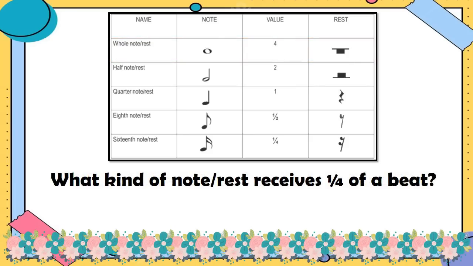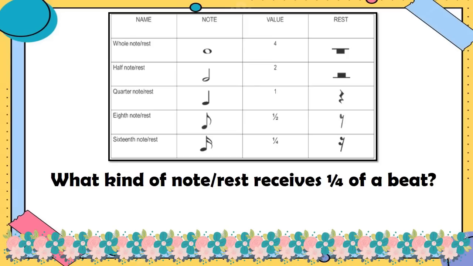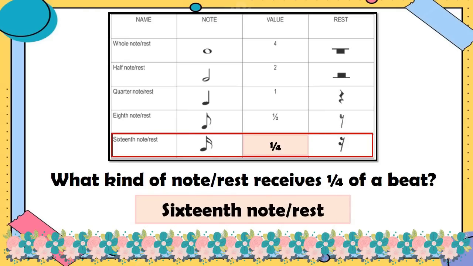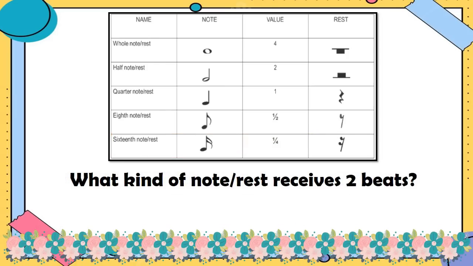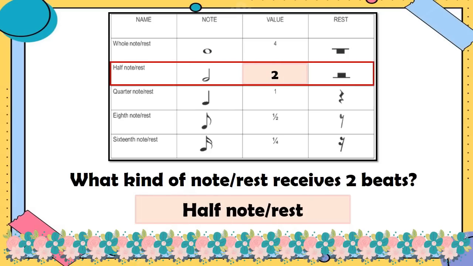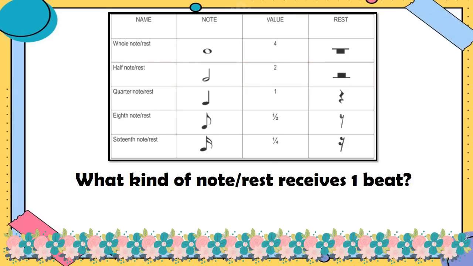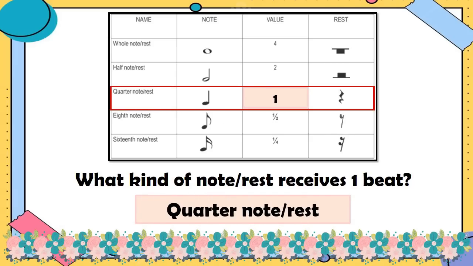What kind of note or rest receives 1/4 of a beat? Look at the chart. Yes, the kind of note or rest that receives 1/4 of a beat is the 16th note or rest. What kind of note or rest receives 2 beats? Yes, the kind of note or rest that receives 2 beats is the half note or rest. What kind of note or rest receives 1 beat? Yes, the kind of note or rest that receives 1 beat is the quarter note or rest.